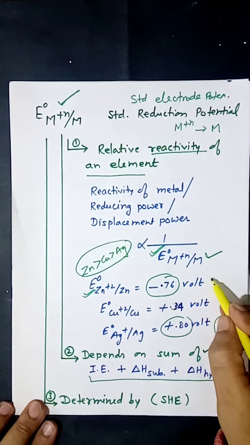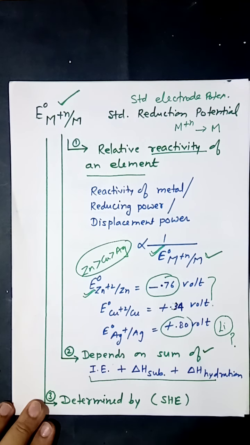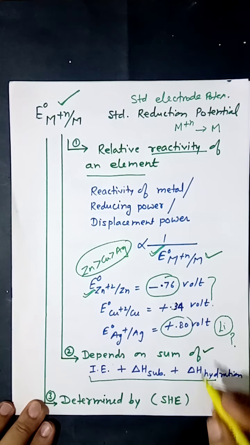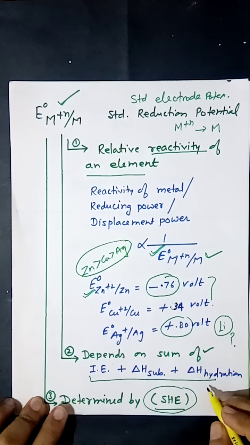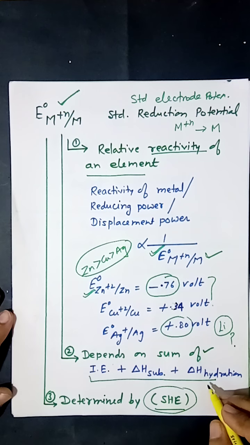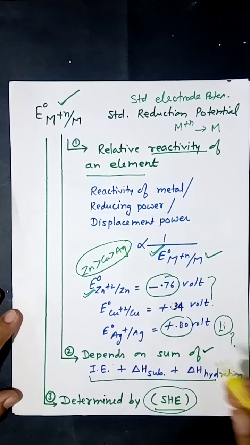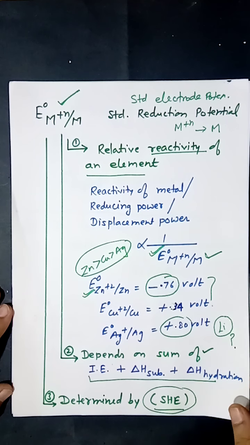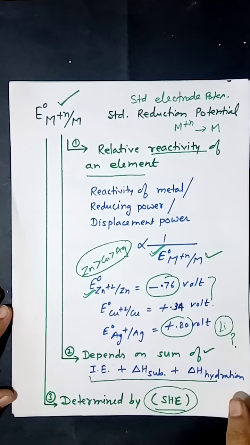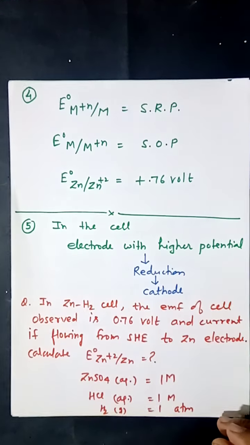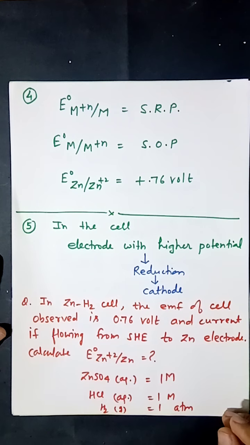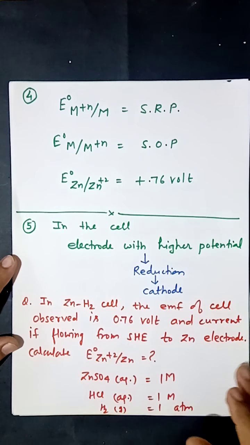Next question, how can we determine these values? E naught for zinc is minus 0.76 and for copper is plus 0.34. How can we determine this? The answer is they are determined with respect to the standard hydrogen electrode, SHE. Standard hydrogen electrode is also known as the reference electrode, because all this data is given with respect to the hydrogen electrode. By default only, we have selected hydrogen as the reference electrode. There is no particular reason, and the potentials are given on the basis of the hydrogen electrode itself.